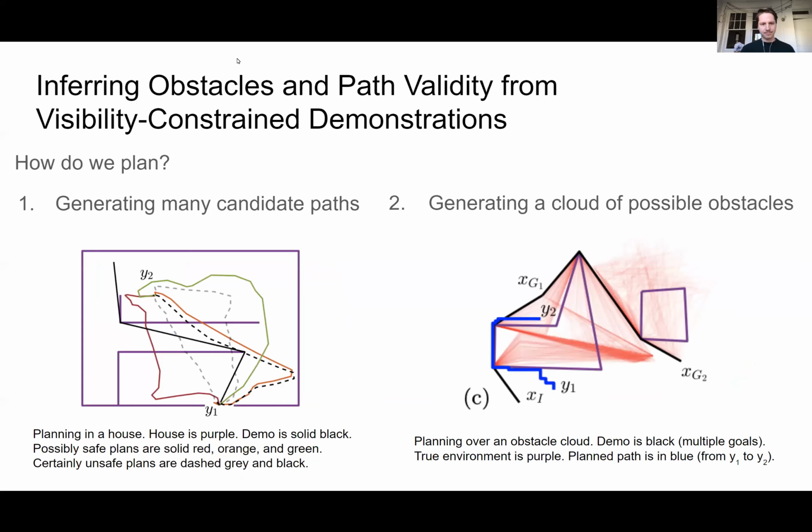Next slide, please. So how do we plan with this? One method is that we generate many candidate paths, and we evaluate our method on each of them. At runtime, we have a suite of possibly safe paths that we can execute. And number two, we can generate a cloud of possible obstacles and then plan a path that intersects the least number of obstacles. Next slide, please.